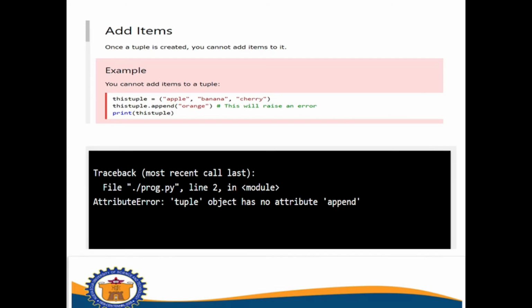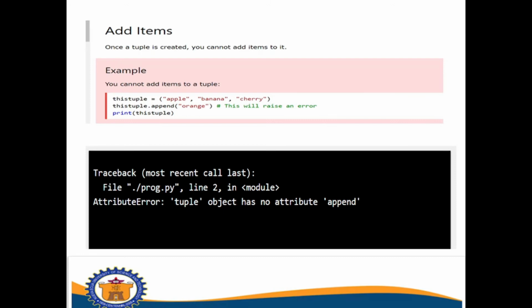So, once a tuple is created, you cannot add items to it. But there are some examples that we could do in order to change it, like what we showed in class earlier. So this time, for example, we have a variable this tuple equals with the values apple, banana, and cherry.